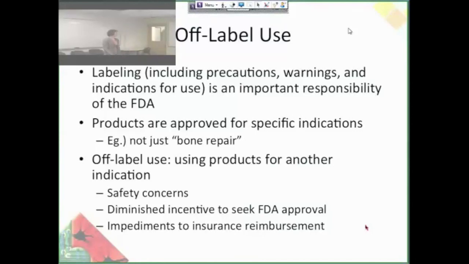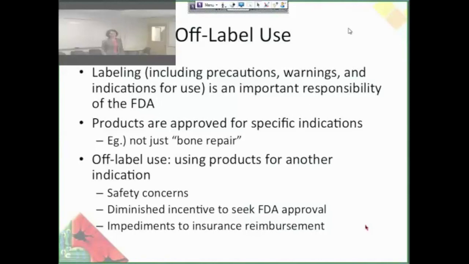We already talked about off-label use and how that is legal, that you can use products for something other than what they're approved for. The FDA has a whole series of web pages about how they're concerned with off-label use. They respect the physician's medical judgment, and they're not going to try to do the physician's job. But obviously there's safety concerns with that, since the safety of that was never proven. And I don't think this is as big a deal as the safety concerns, but there's the possibility that it would diminish incentive to seek FDA approval if you can still make money on your product without it being FDA approved.